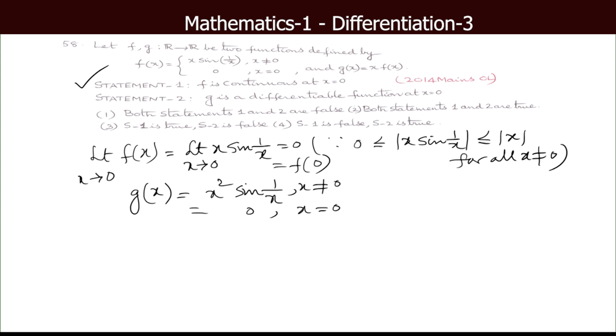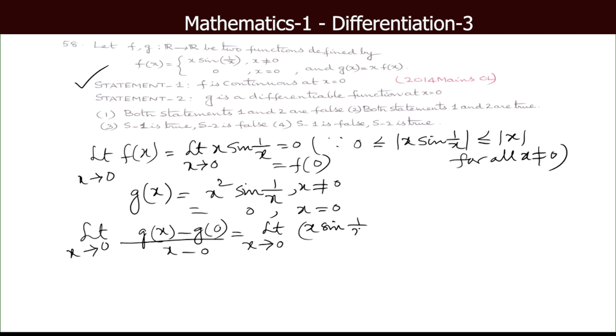To see whether or not g is differentiable at x equal to 0, let us form the Newton quotient for g at x equal to 0: (g(x) minus g(0)) by (x minus 0), and take its limit. If the limit exists, you can say that g is differentiable at x equal to 0. If the limit fails to exist, you can say that g is not differentiable at x equal to 0, because this is the Newton quotient for g at x equal to 0. So, limit as x tends to 0. Well, g(0) is 0, g(x) is x squared sin(1/x), so the quotient is x sin(1/x). And we have already seen that this limit is 0. Therefore, g is differentiable at x equal to 0.